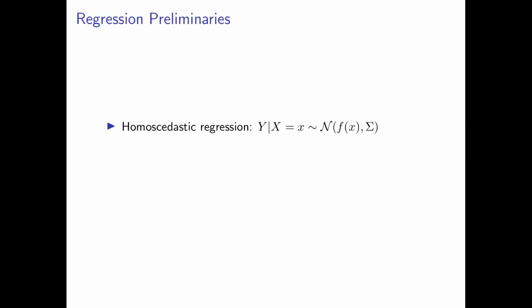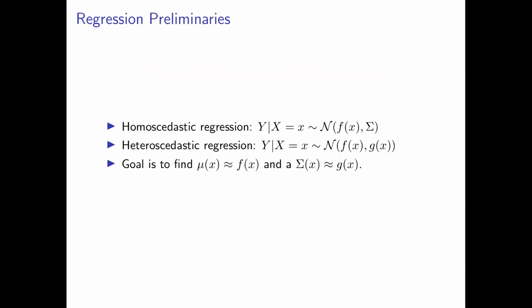Homoscedastic regression assumes that the conditional mean of response variable y is the output of some unknown mean function f operating on the covariates. Its other assumption is that covariance is global, which is often a convenient rather than accurate modeling assumption. Heteroscedastic regression establishes that covariance is also the output of some unknown function g operating on the covariates. Thus, the goal of heteroscedastic regression is to find functions mu and sigma to approximate f and g.